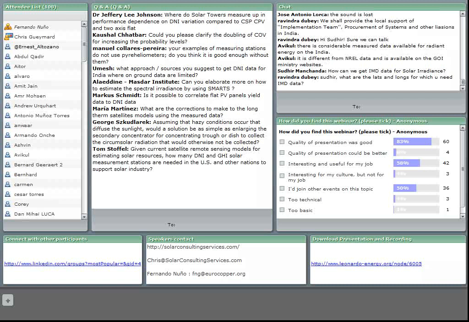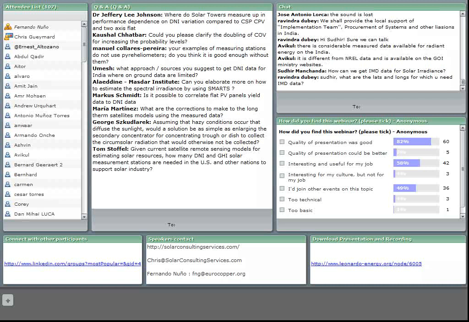Given current satellite remote sensing models for estimating solar resources, how many DNI and GHI solar measurement stations are needed in the US and other nations to support the solar industry? Ah, Tom, this is a good question. I don't know the answer yet, but certainly a lot more than what we have. I think in the US we have maybe 20 stations with public domain data for DNI. I would say an order of magnitude more would help, definitely.